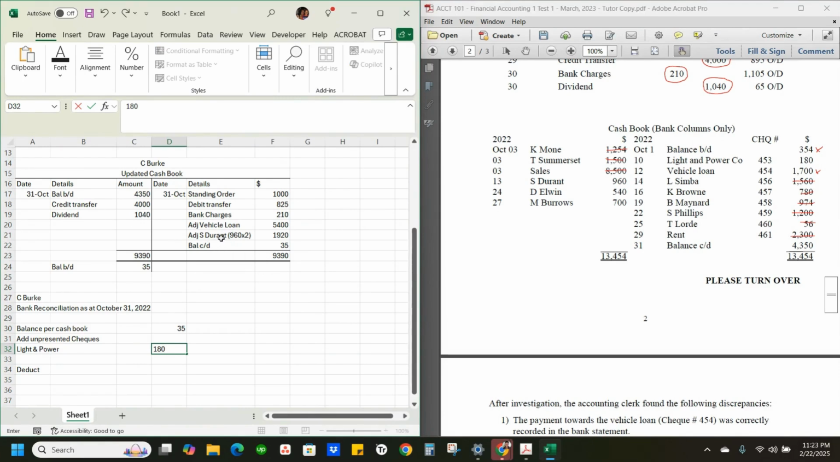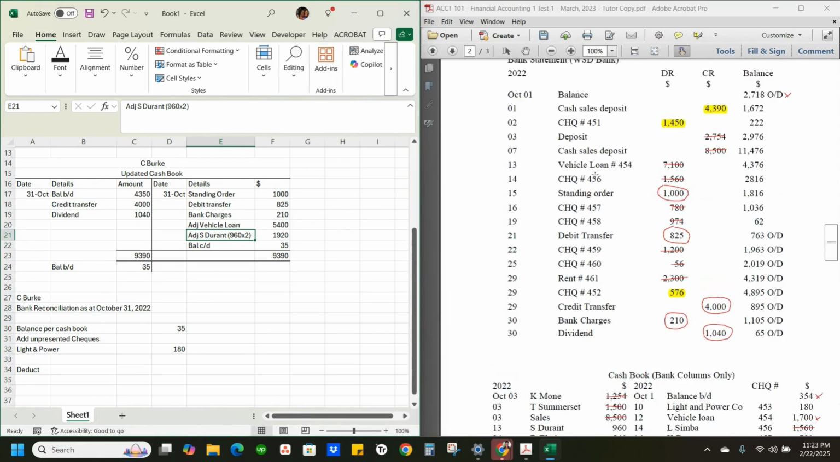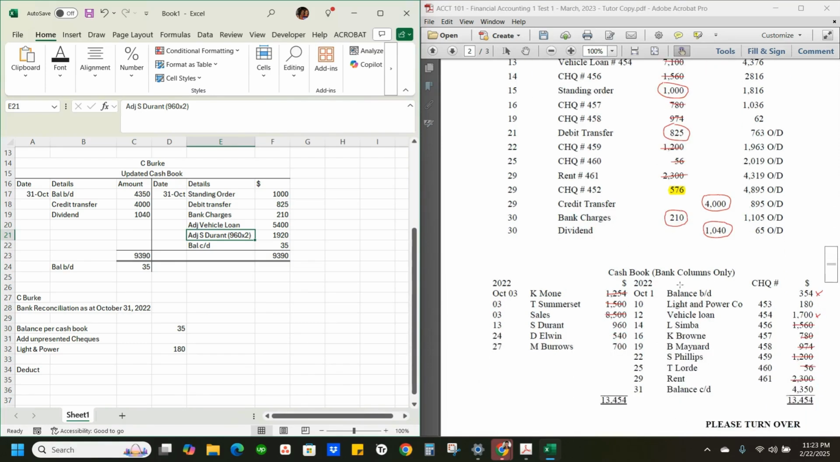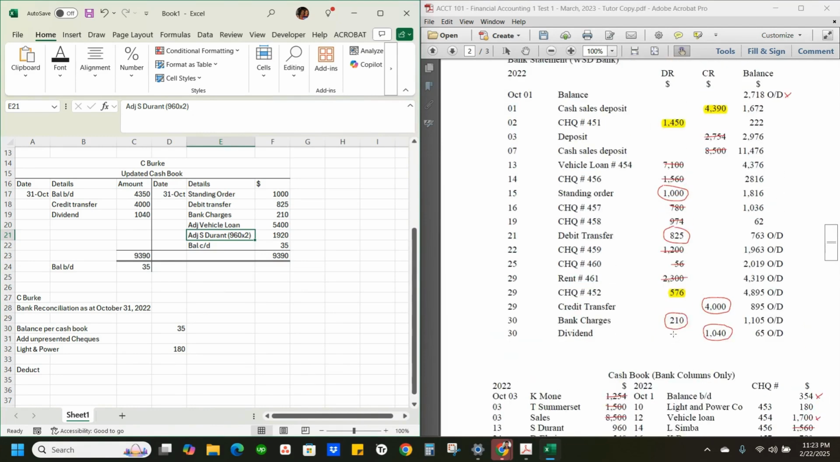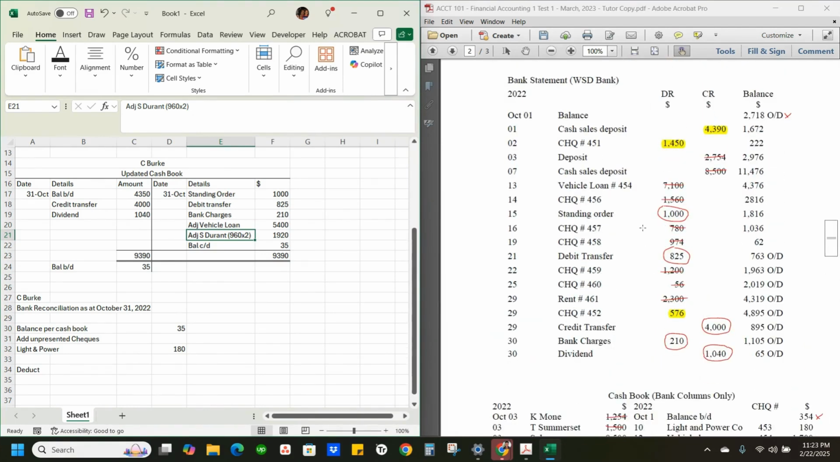Remember I said in the last video about that adjustment for the restaurant? Remember that is a check, okay? And that check for 960 was not cleared on the October bank statement. So because a check was actually written in the month of October in the cash book and it did not clear the bank that same month, it is still unpresented. Okay, so I hope I made that clear.